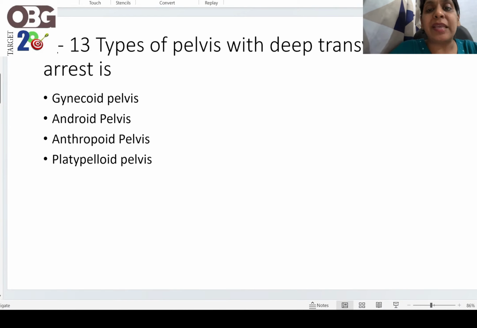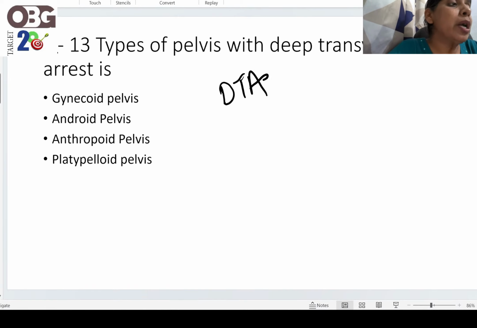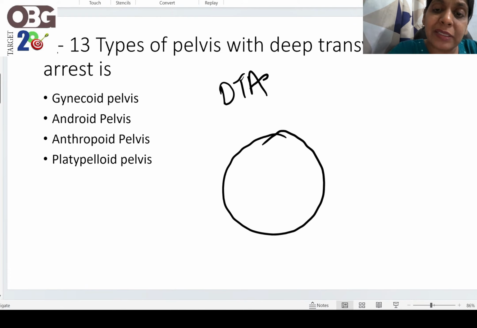Type of pelvis associated with deep transverse arrest. This was a question which was repeated. Now what happens in deep transverse arrest? For example, if this is a cross section of the pelvic cavity, then the sagittal diameter comes to lie here.